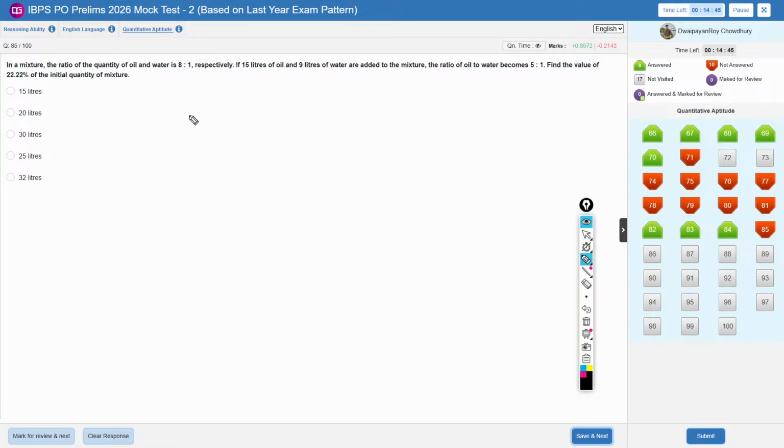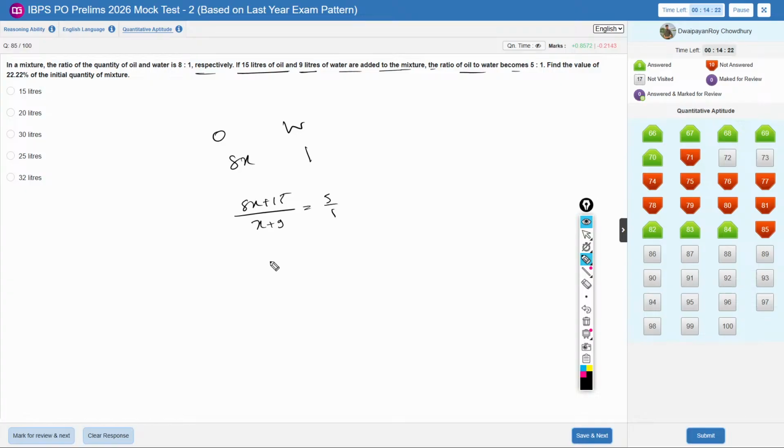In a mixture, ratio of quantity of oil and water 8 to 1 respectively. 15 liters of oil and 9 liters of water are added, mixture becomes this. So 8x plus 15 upon 9x plus, so x plus 9 is equal to 5 upon 1. So 5x, so 5x plus 45. So 3x, 30x, 10, initial quantity 9x, 9 into 10, 90. Wow. Okay, find the value of 2 ninths. So 2 into 19, 20, 20.